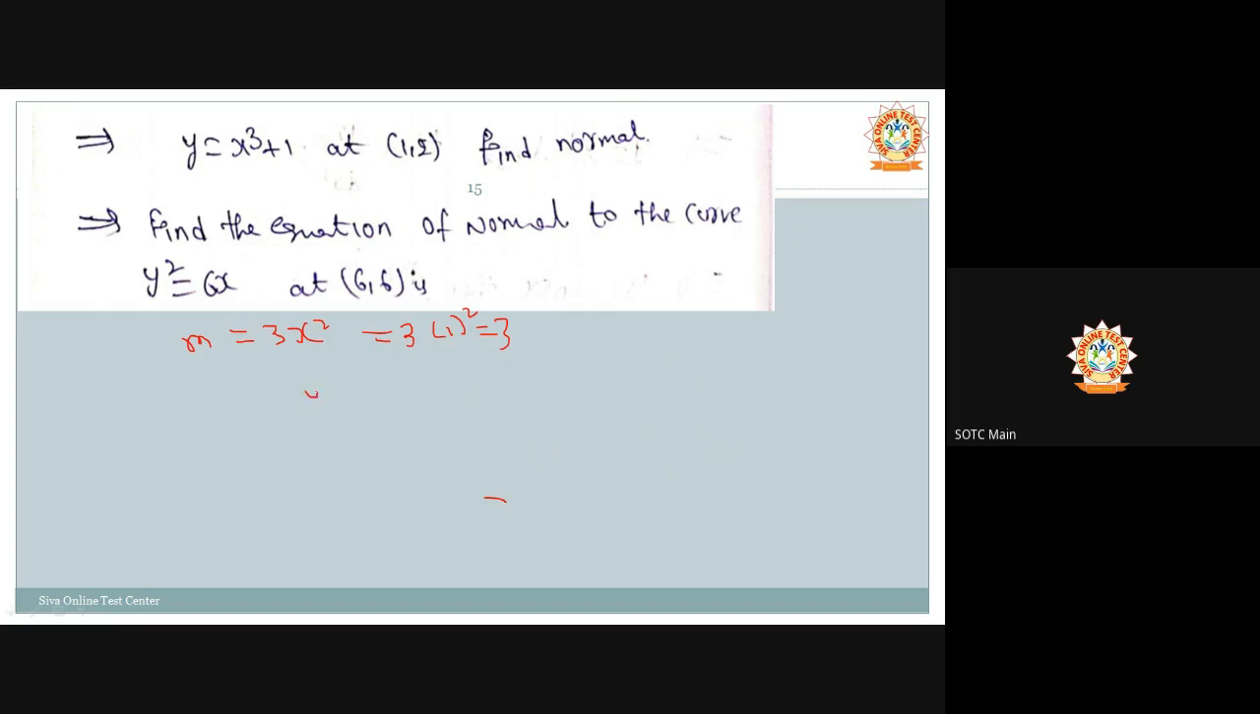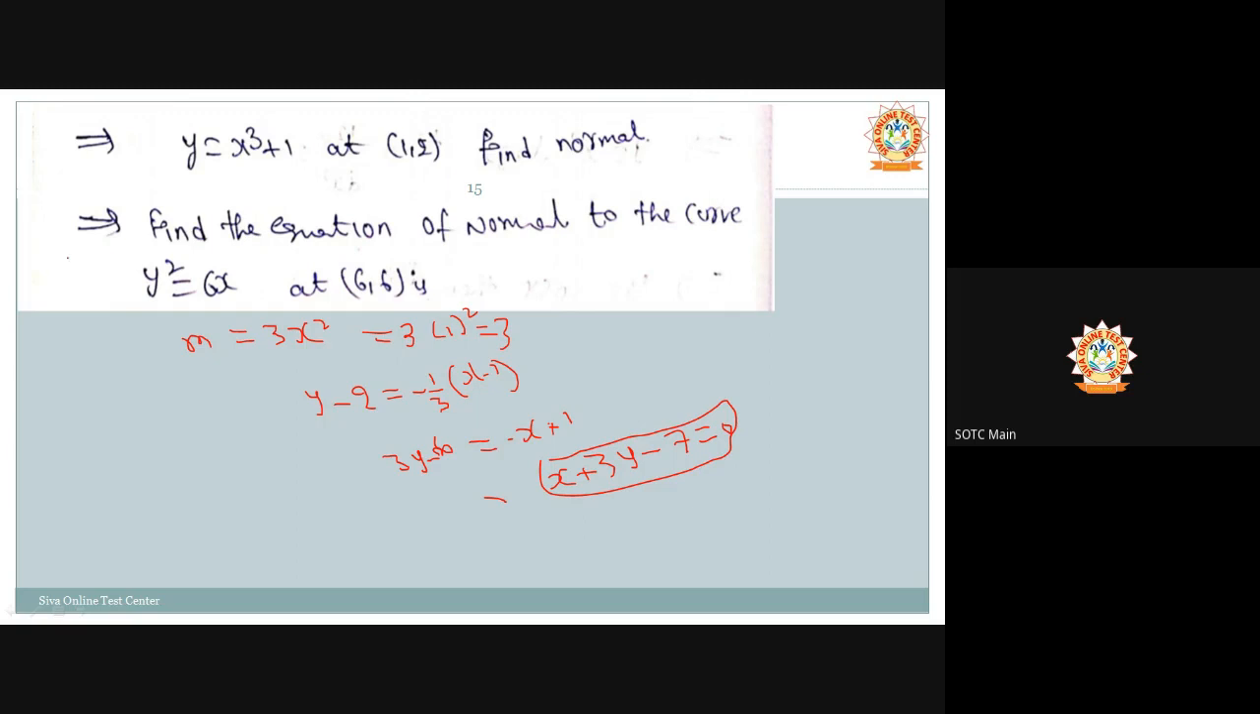So now the equation of normal: y minus y1, that is y minus 2, is equal to minus 1 by m, that is minus 1 by 3 into x minus 1. If you take this 3 to this side, it will come 3y minus 6 is equal to minus x plus 1. Take this minus x to this side, it will come x plus 3y, and minus 6 minus 1 becomes minus 7. Yes, x plus 3y minus 7 is equal to 0 is the correct answer.